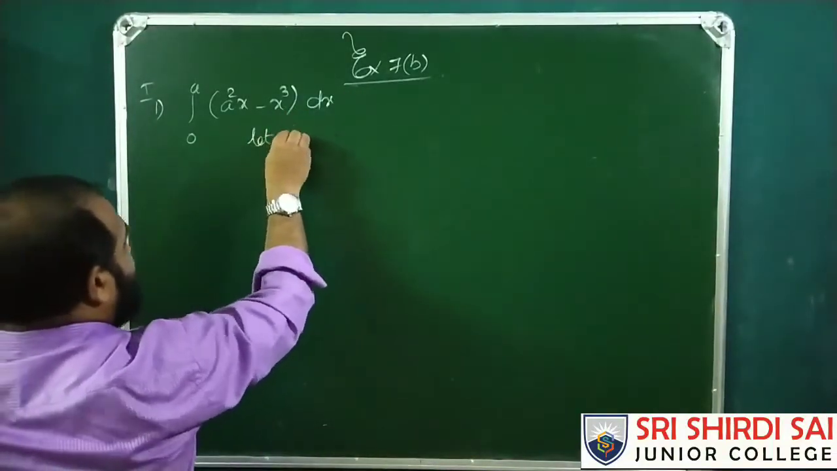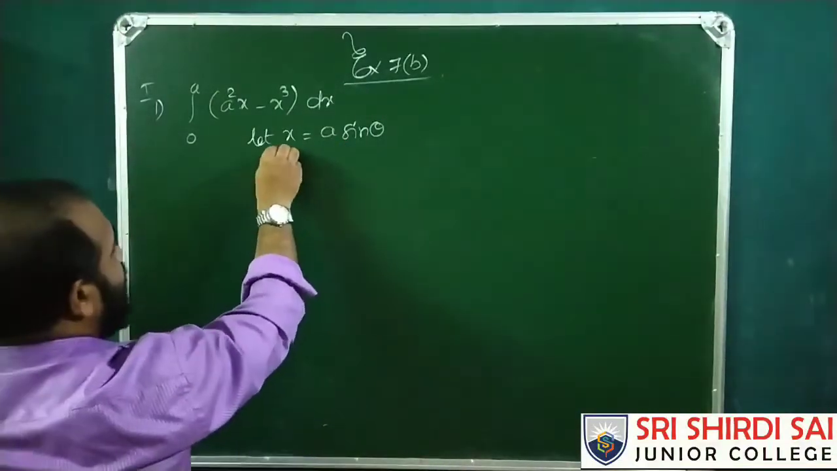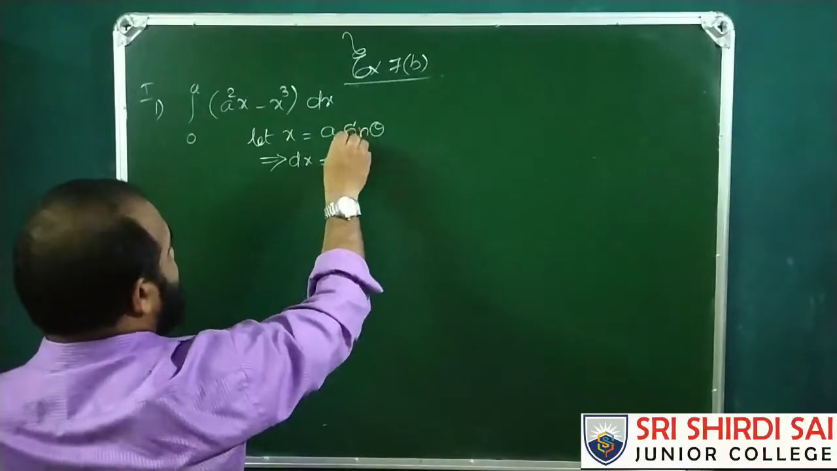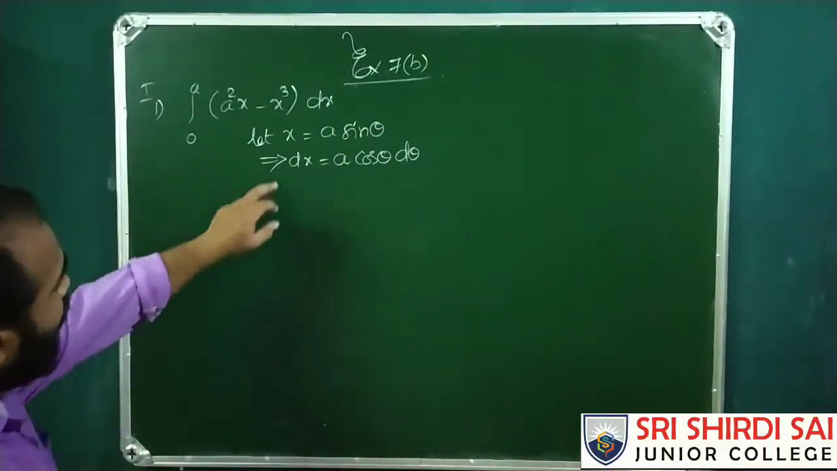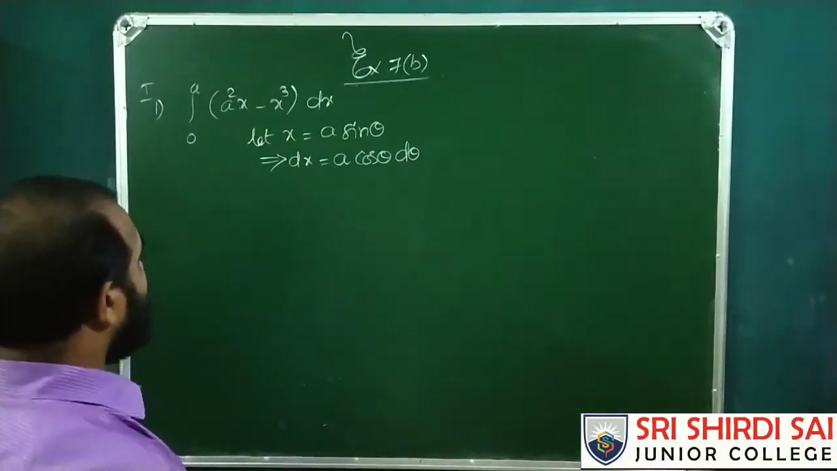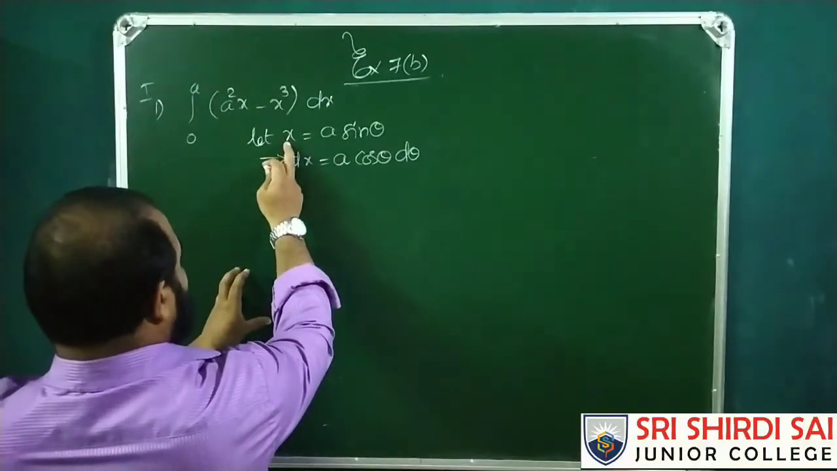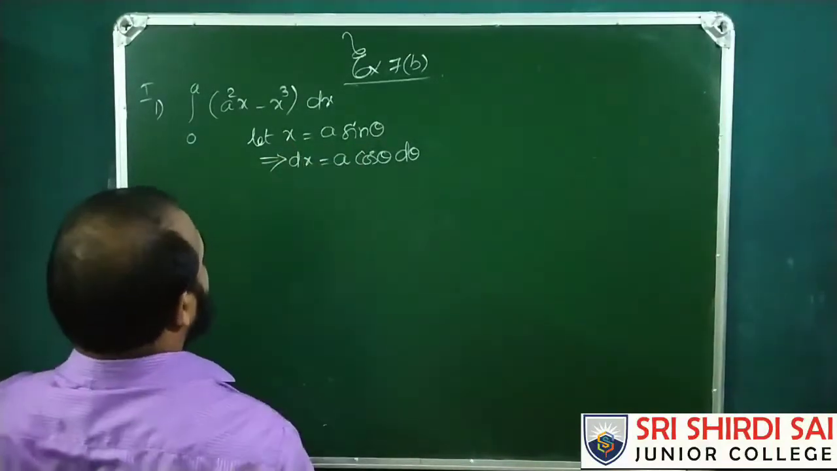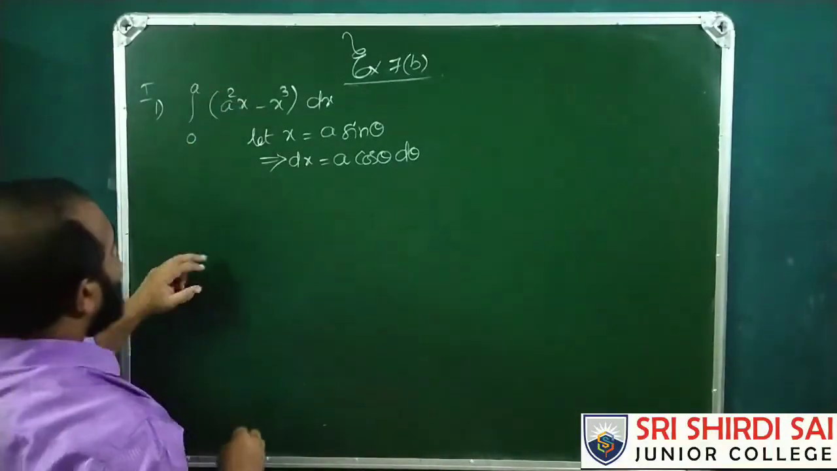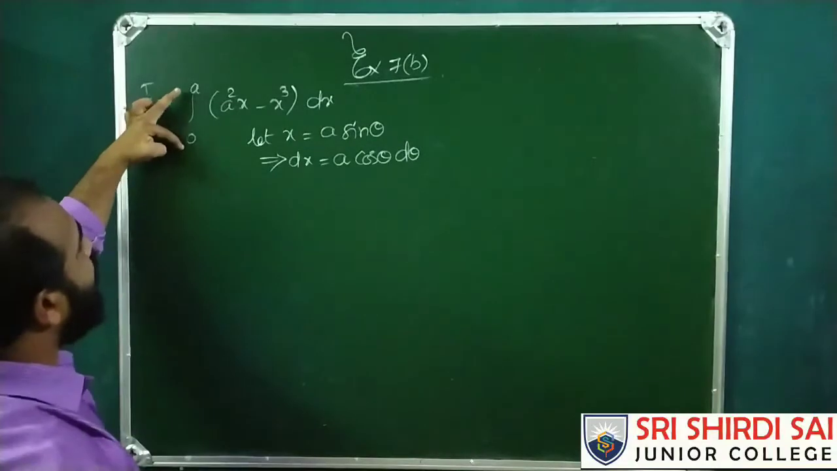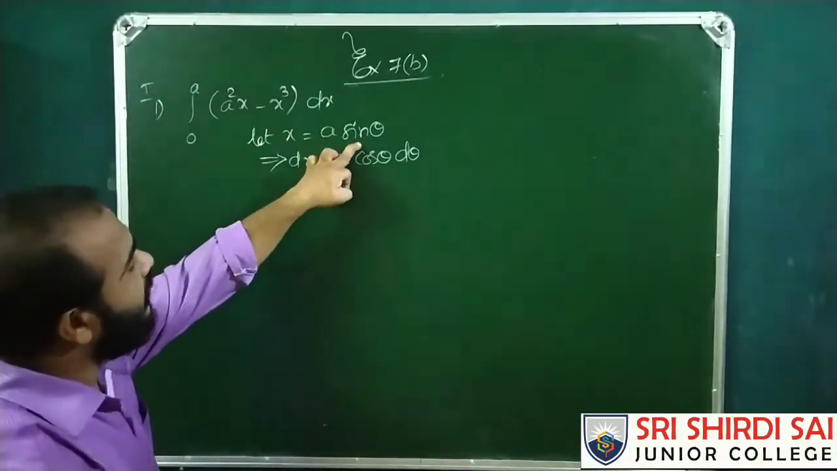Let x equal a sin theta, then dx equals, the derivative of a sin theta is a cos theta d theta. So whenever we opt for substitution, we are trying to change the variable of integration x in terms of theta. Therefore we need to change the limits of the original function as well. We need to find the limits for theta as well.